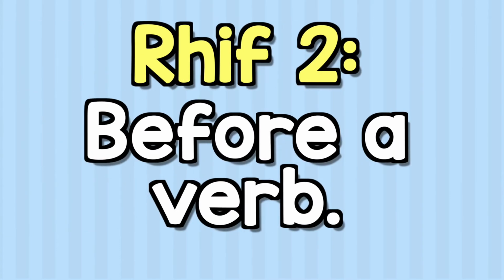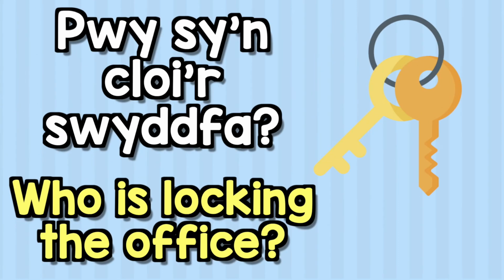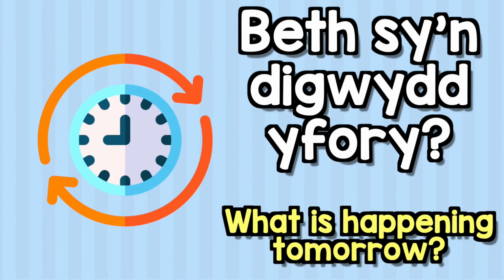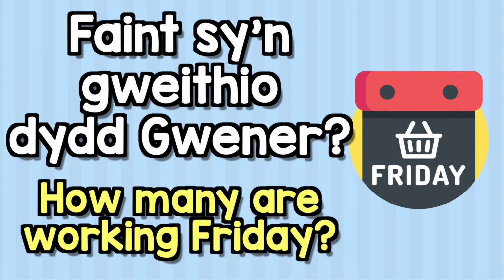Rhif 2. Before a verb. A verb is an action. Dwedwch ar fy ôl i. Repeat after me again. Pwy sy'n cloi'r swyddfa? Beth sy'n digwydd yfory? Faint sy'n gweithio dydd Gwener?